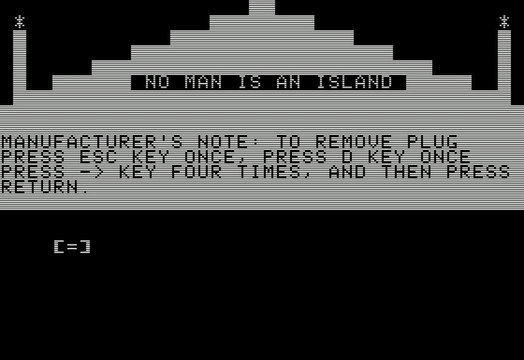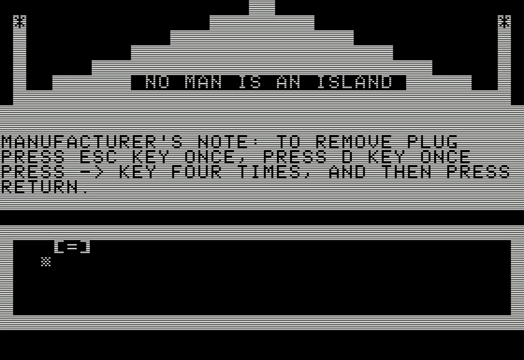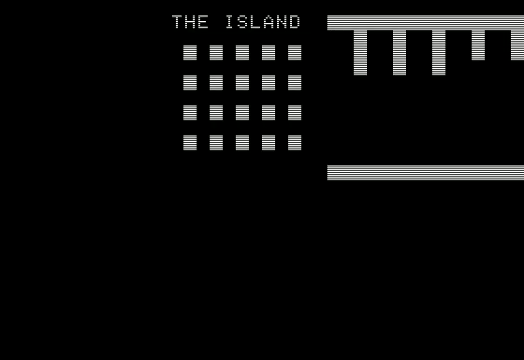Manufacturer's note: to remove plug, press escape key once, press D key once, press right arrow key 4 times, and then press return. That's it. The game flat out tells you what you need to do to win. Just like that. Except for the part where you need to figure out to tell the caretaker that the island is a computer. Or any sentence featuring those two words in that order. So I did it. Let's see.